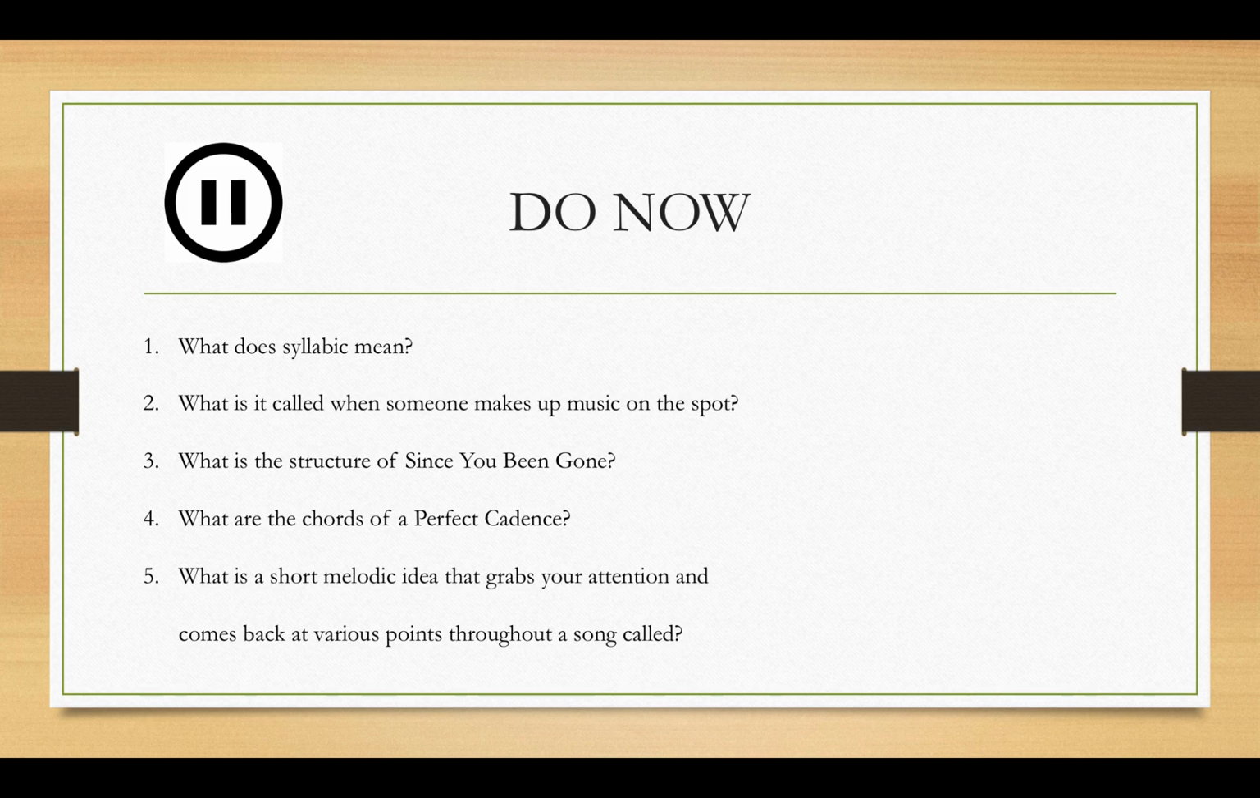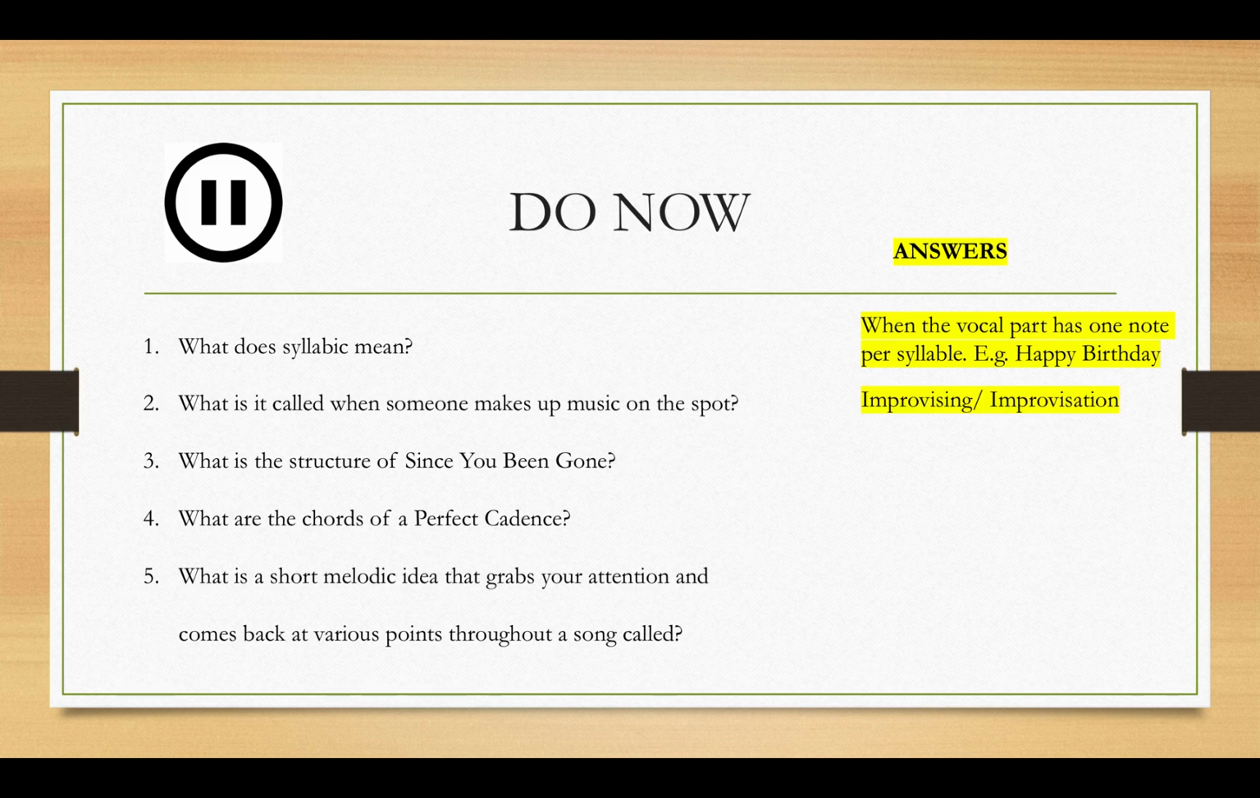Okay, let's go through these answers. Change coloured pen. And we know that syllabic is when the vocal part has one note per syllable, for example, in the song Happy Birthday. The opposite of syllabic is melismatic, and that's when there's lots of runs and there's lots and lots of notes per syllable in the vocal part. When someone makes up music on the spot, it's called improvising or improvisation.